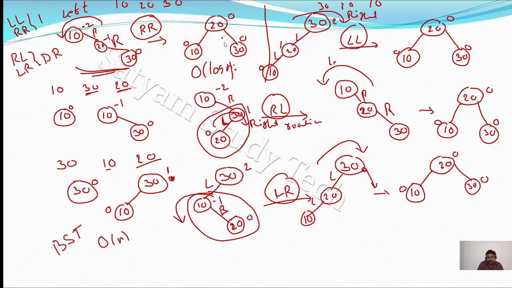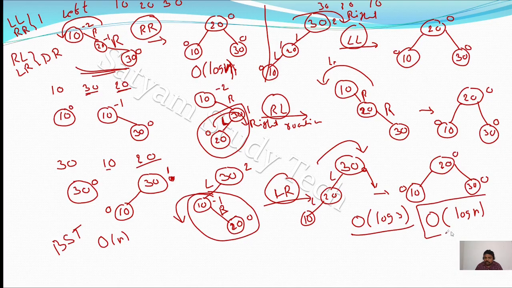For example, log n means how many nodes are there? 3 nodes. So big O of log 3. Okay, that is 1 point something. So in this case the time complexity is log 3. Okay, so the time complexity is big O of log n. Simply, the time complexity of an AVL tree in all cases is best. In the worst case and average case also the time complexity is big O of log n.